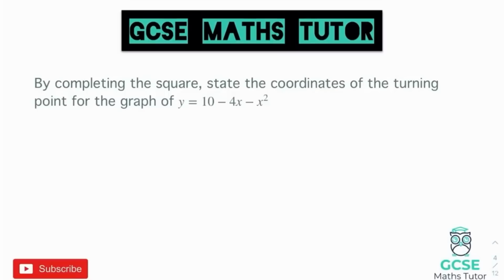Okay, so here's our question. By completing the square, state the coordinates of the turning point for the graph of, and then we have y equals 10 minus 4x minus x squared. Now we already know that it's sloping this way, and that turning point, that point right at the top of the curve there, is what we're trying to find.